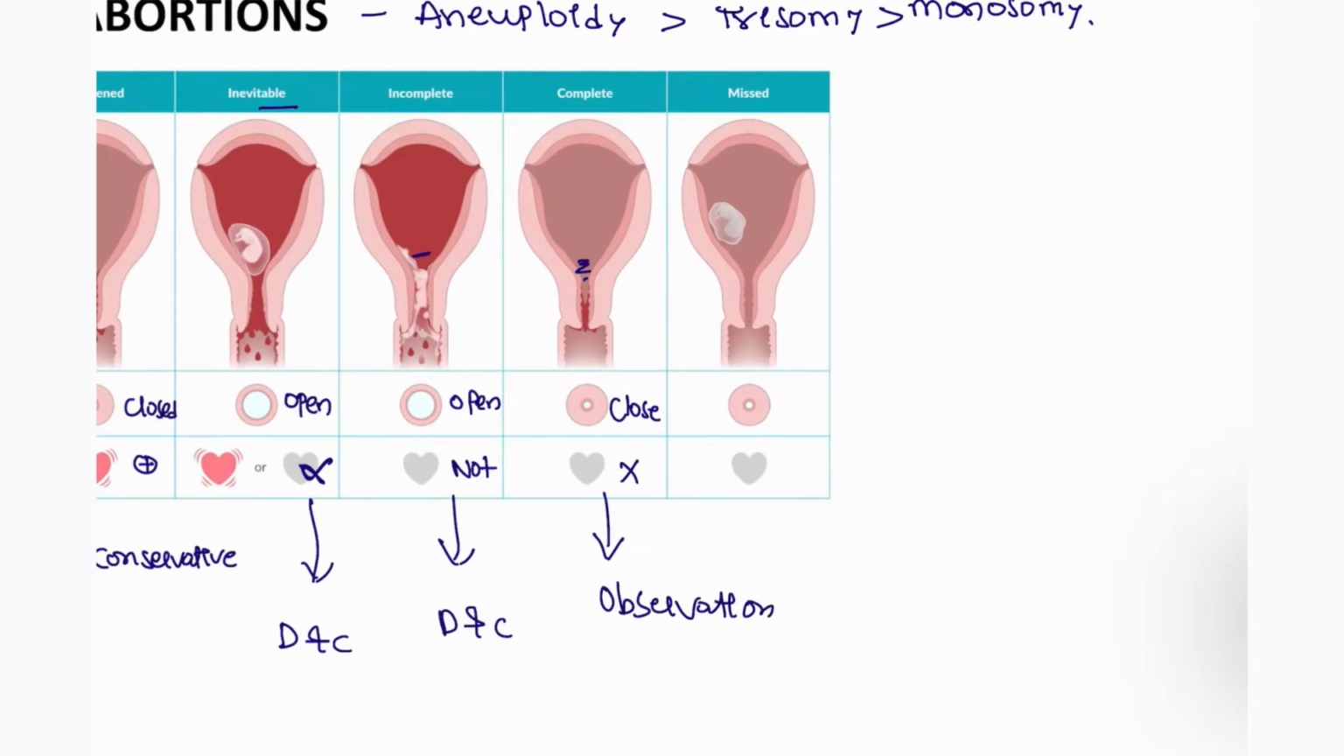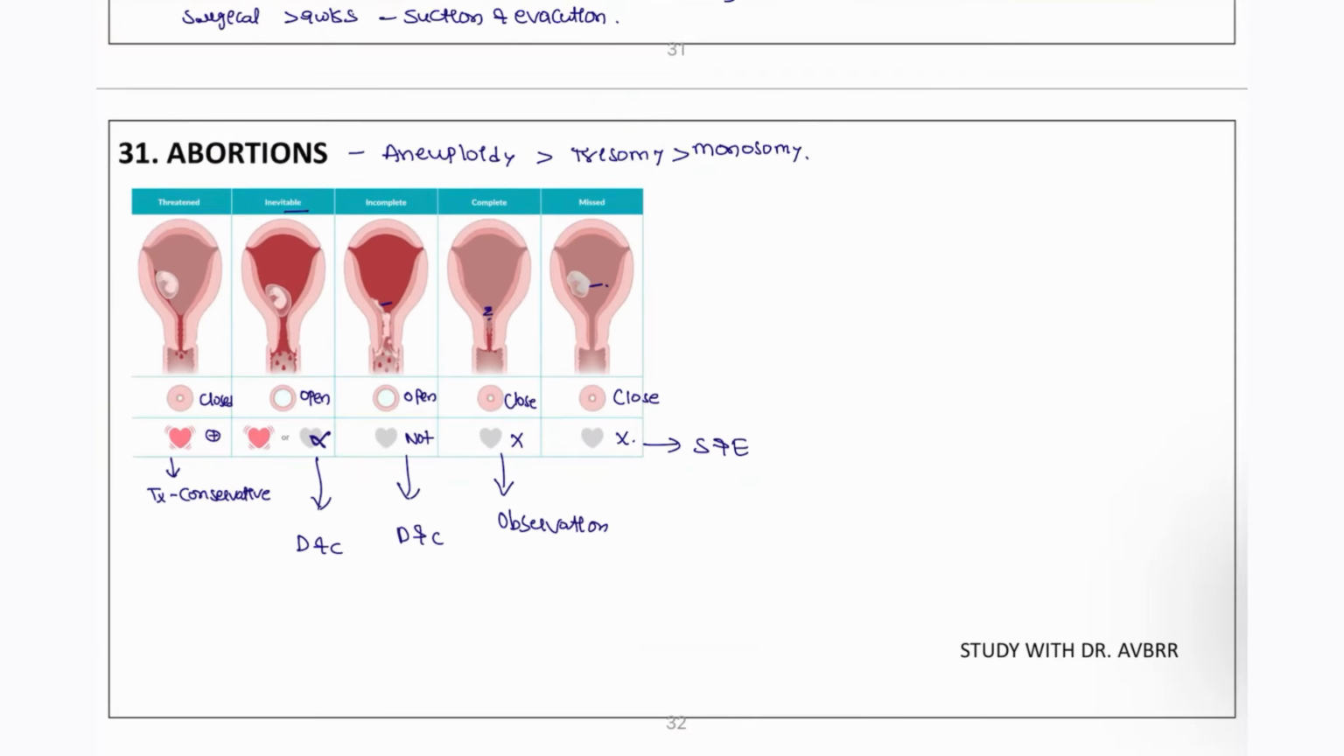And missed abortion, the products are still inside only. Cardiac output is not there and also the patient's os is closed. So, for this patient also, we are going to do the suction and evacuation. This is the types of abortions and the treatment that we are going to follow for them.